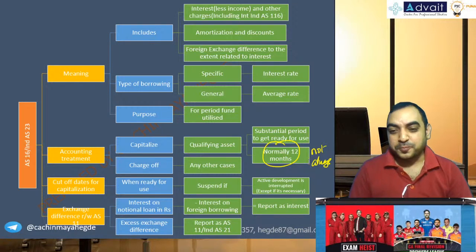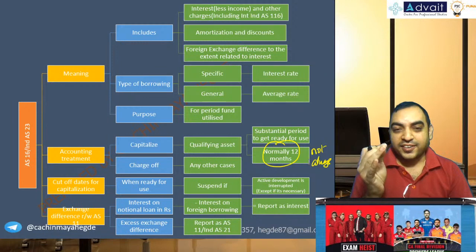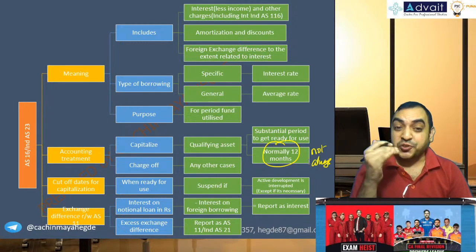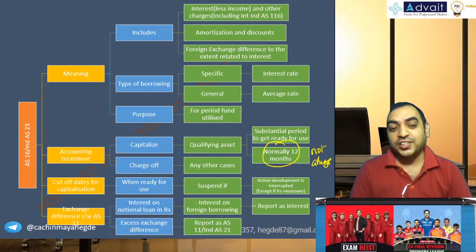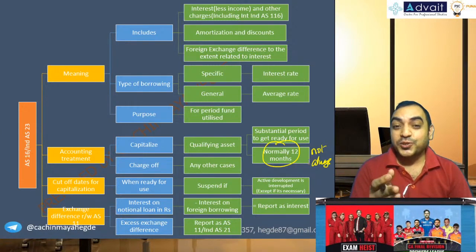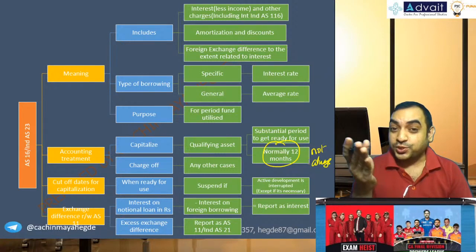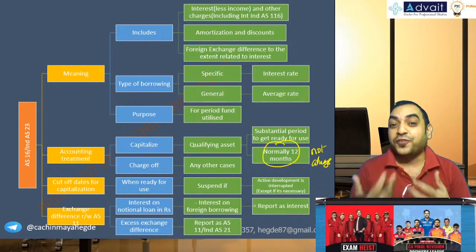And very easy to remember. You know that only costs relating to an asset which is a qualifying asset will be capitalized. And what is a qualifying asset? Substantial period to get ready for use. You know, once you pass the CA examination, what are you called? You say, I'm a qualified CA. Why are you called qualified? Because you take a substantial period of time to get ready for use.